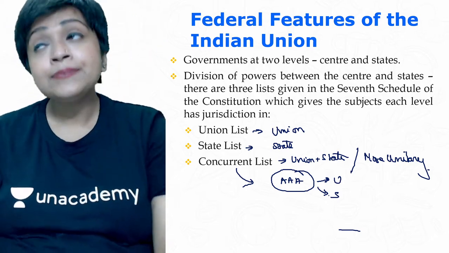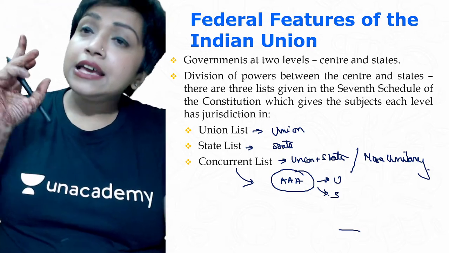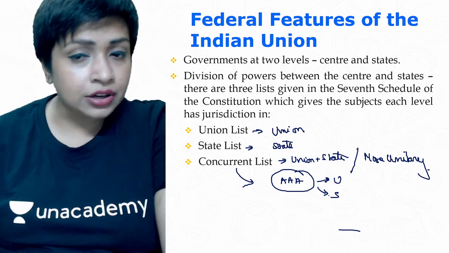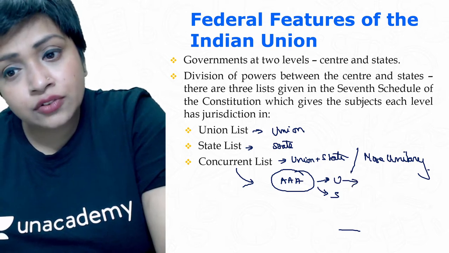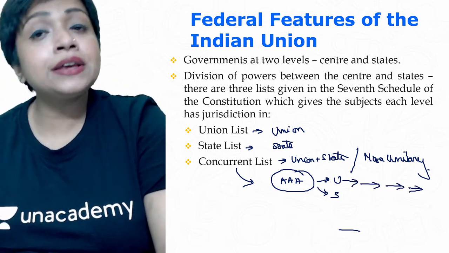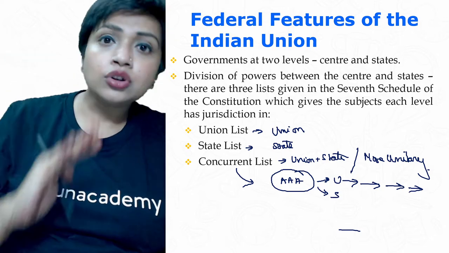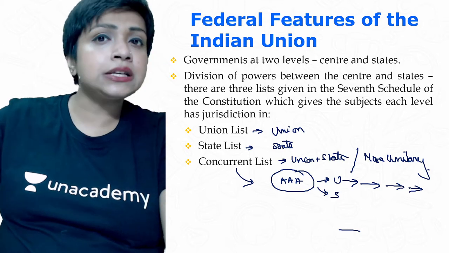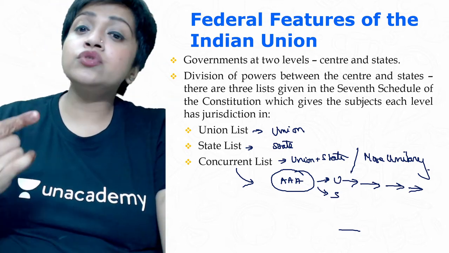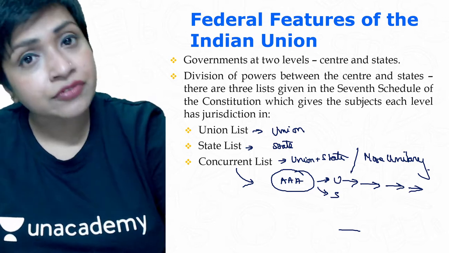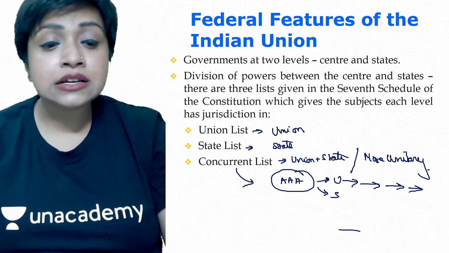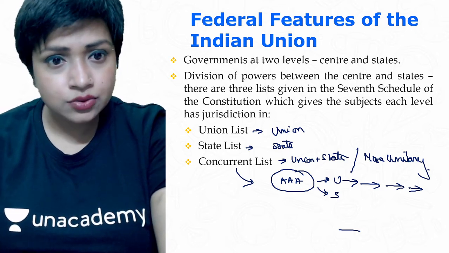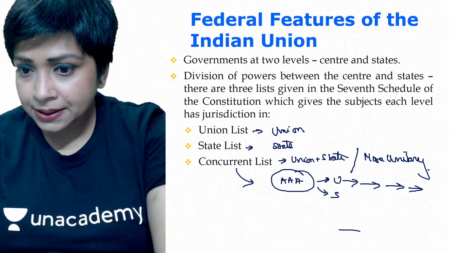If both the union and the state make laws on the same subject written under the concurrent list, it is the decision of the union government that will always prevail. It will not take into consideration what the state has to say. Here we again get proof that India is more unitary than federal, or we can say that India is a quasi-federal state. Correct? Is this clear, everyone? I think so. This is clear to everyone now.